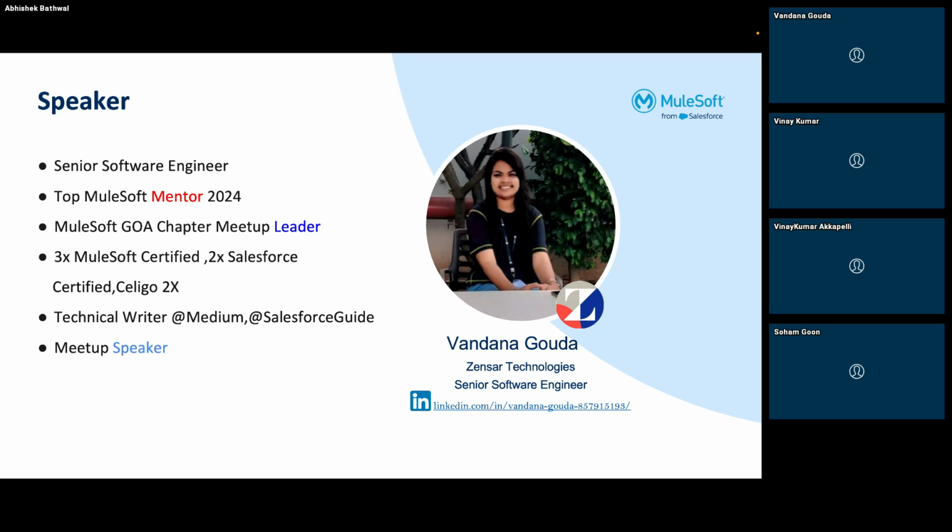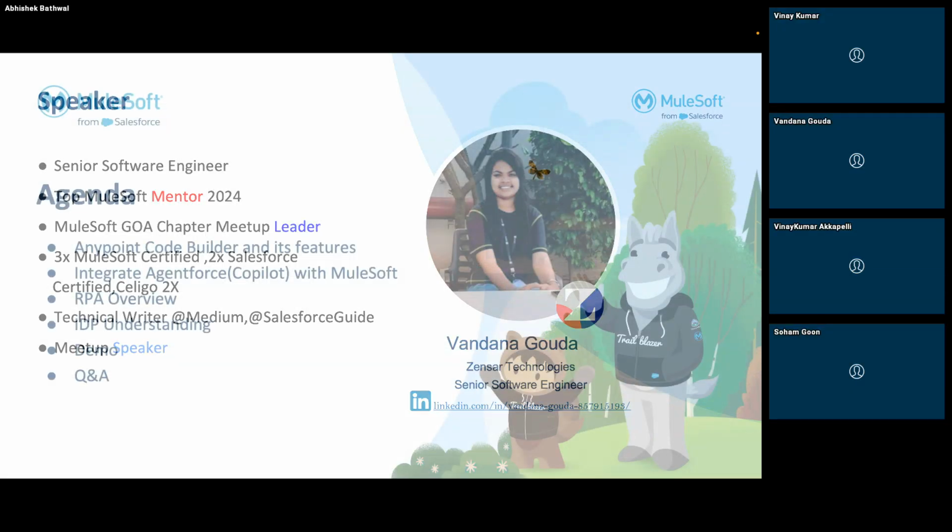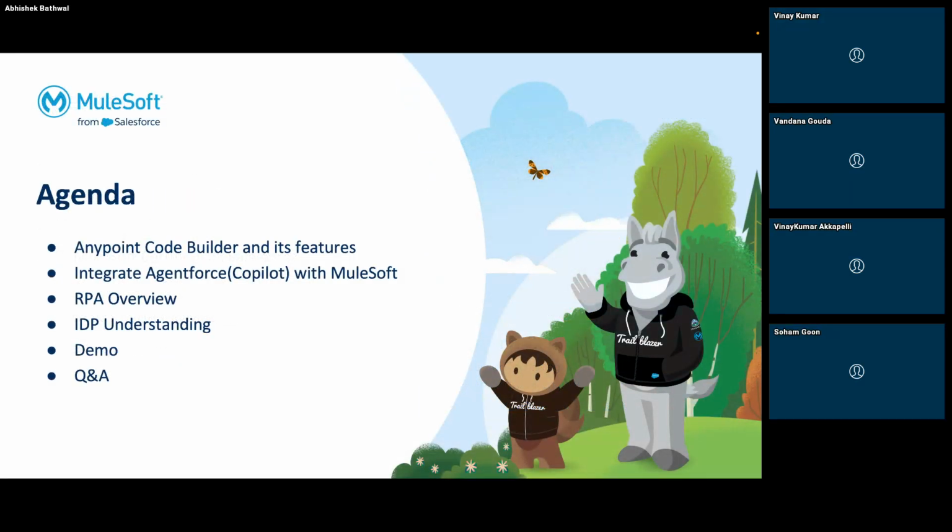So let's start with the agenda. What we're going to cover is Anypoint Code Builder and some of its latest features this year. We'll talk about Agentforce Copilot and how it interacts with MuleSoft. We'll give an overview of RPA, like what it is, what the different components are, how you can work with it, and how the interface looks. And at the last, we will discuss IDP, and we'll do all this with demos.